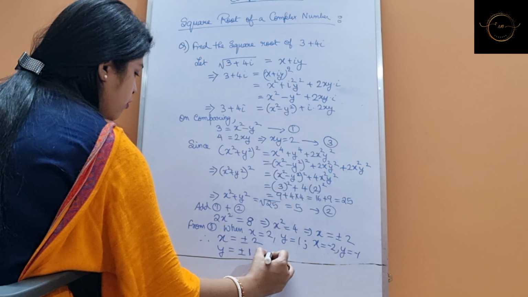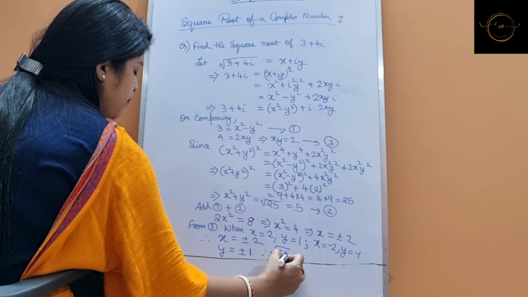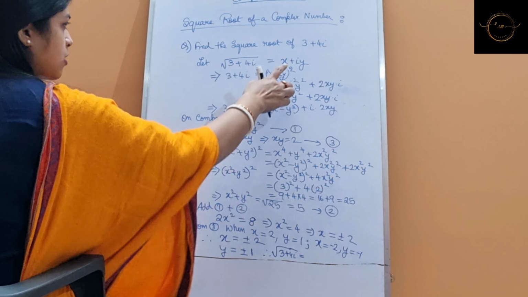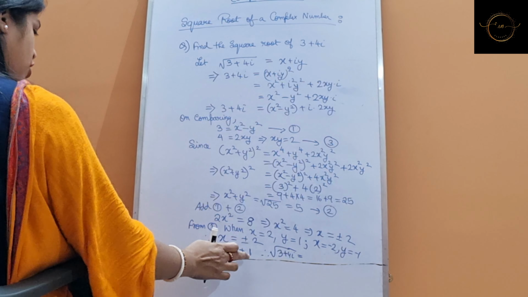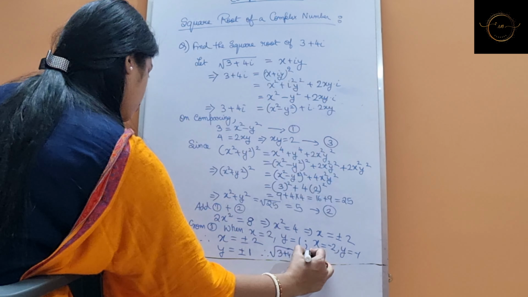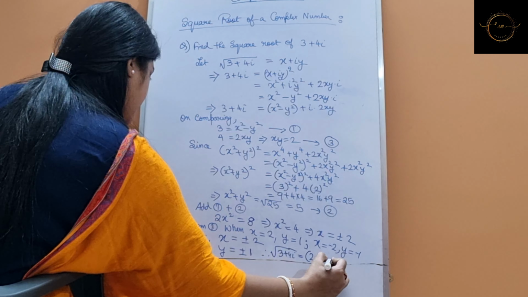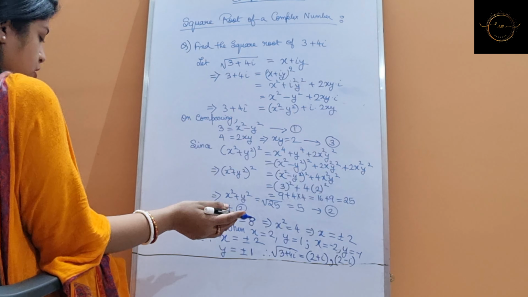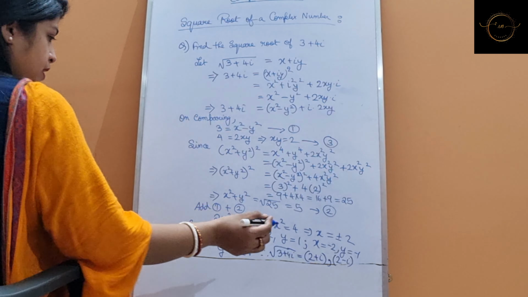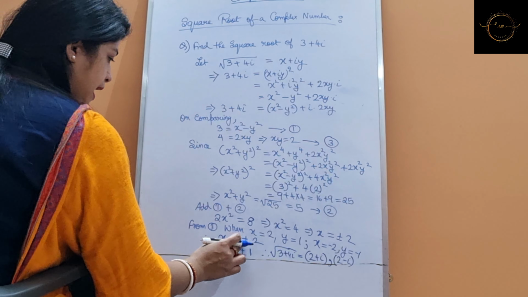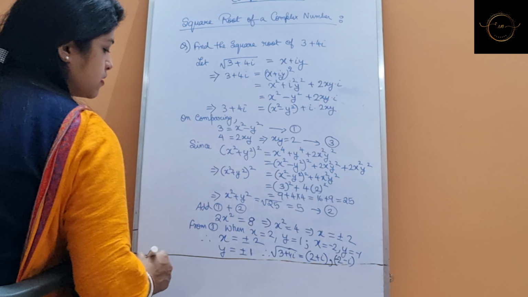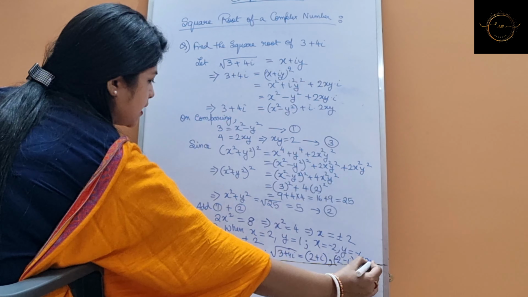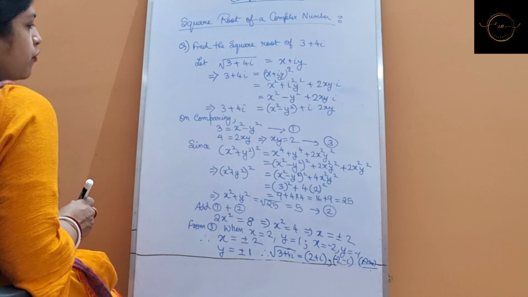Therefore, the square root of 3 plus 4i has two values. One is 2 plus i into 1, that is 2 plus i. The other one, where x is minus 2, is minus 2 minus i. So one is 2 plus i, the other is minus 2 minus i. Here is your answer for the square root.